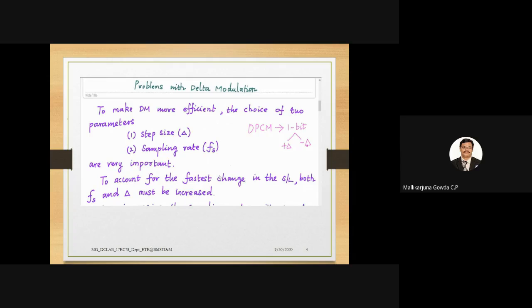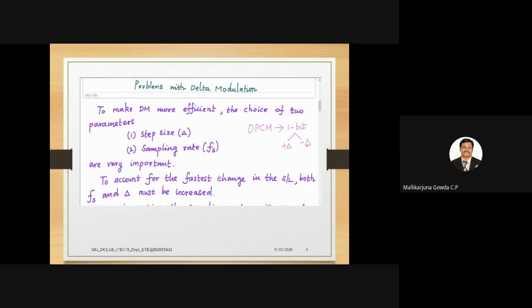If the input signal is changing fast, then I need to increase the sampling frequency as well as the step size. Otherwise, it will not be able to follow the analog input signal. Okay, is that point clear? If the input signal is changing very fast, what I need to do? I need to increase the sampling frequency as well as the step size.